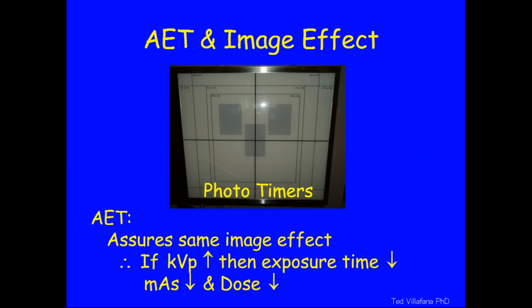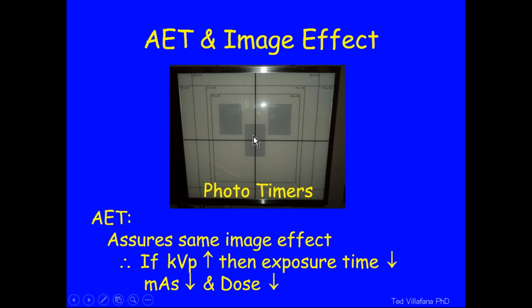I've shown this before. It's a picture of the phototimers. I thought I'd put this over here. Remember that the machine turns itself off when it has the correct amount of radiation at the image plate. Hey, this is what we've been talking about, the appropriate amount of radiation arriving at the image plate. When you're in phototimers and you go up in kV, the machine will automatically turn itself off at a lower mAs value, because of the role of the AET, automatic exposure termination parameter, sometimes also called the AEC, but most popularly called the plain old phototimers.